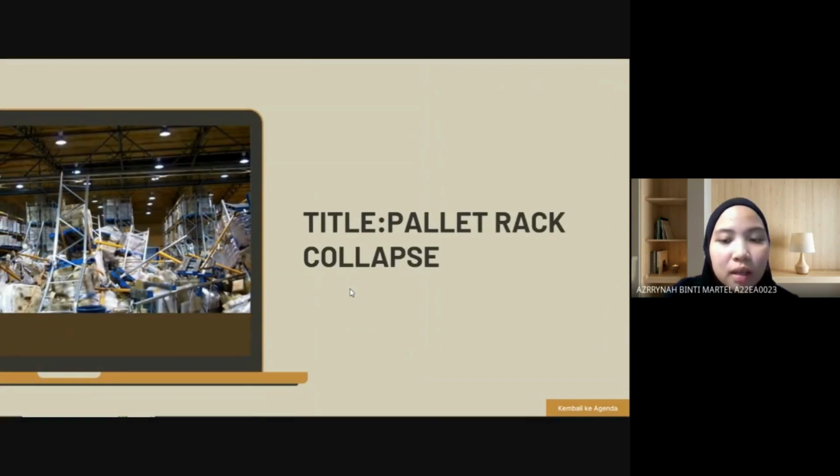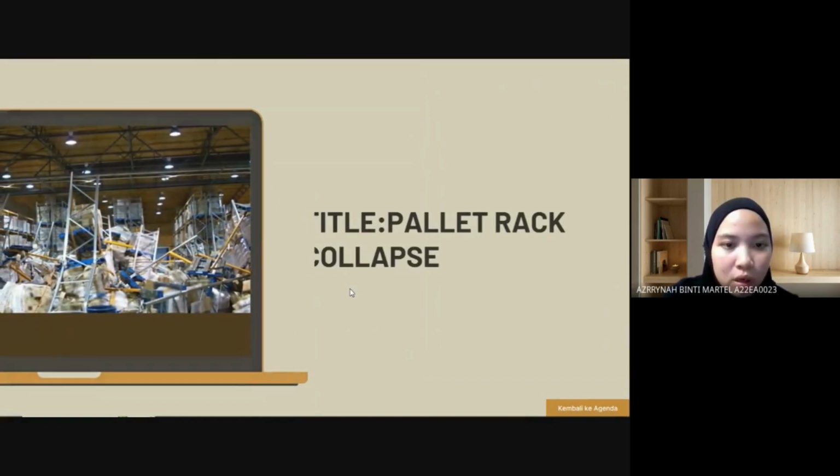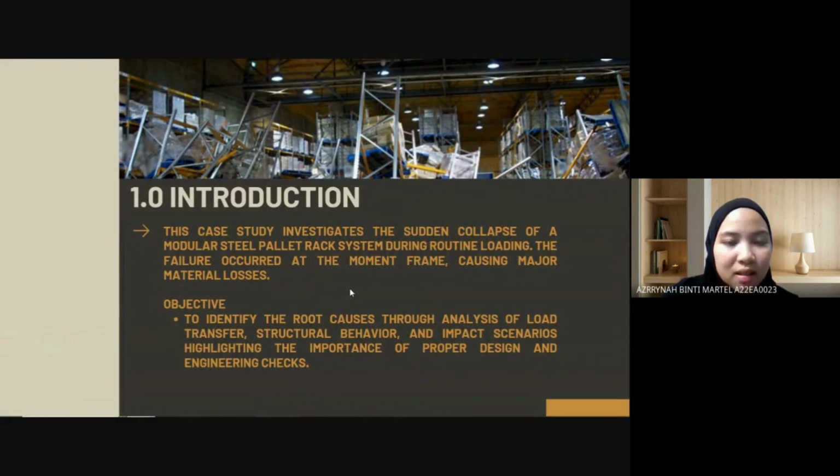For our case study, the title is Pellet Rack Collapse. For our introduction, this case study investigates the sudden collapse of a modular steel pellet rack system during routine loading. The failure occurred at the moment frame and caused major material losses. For our objective, we will identify the root causes through analysis of load transfer, and we will design and do a checking.